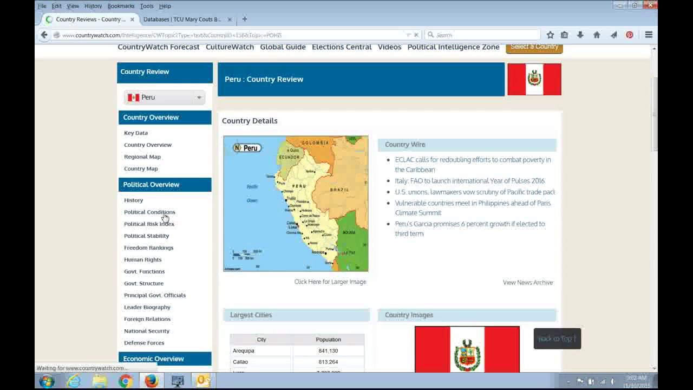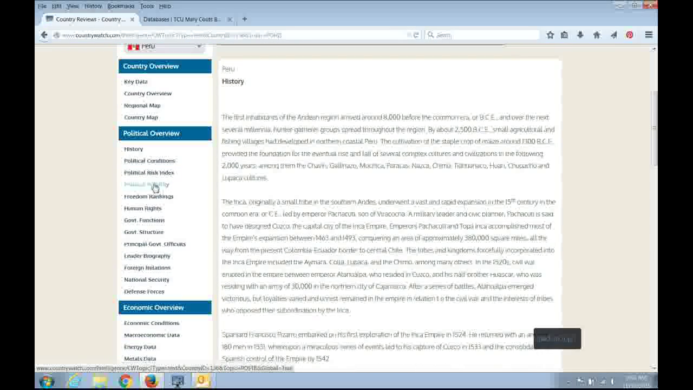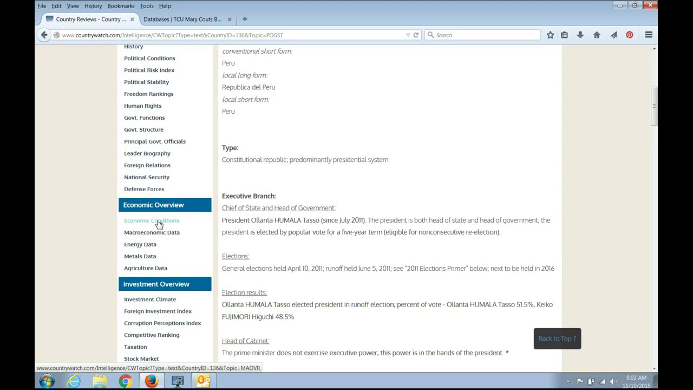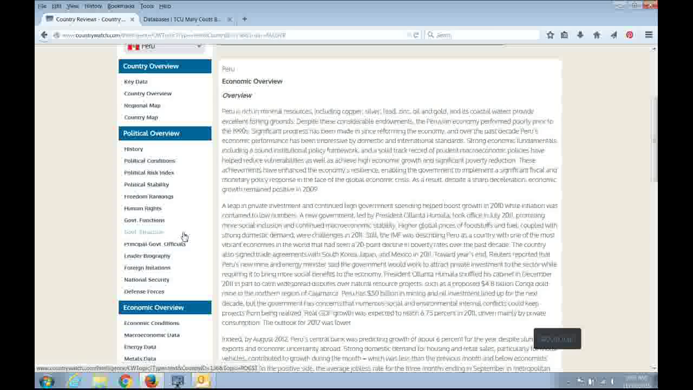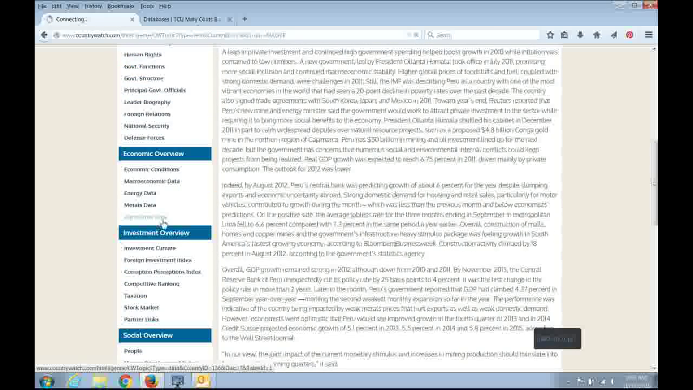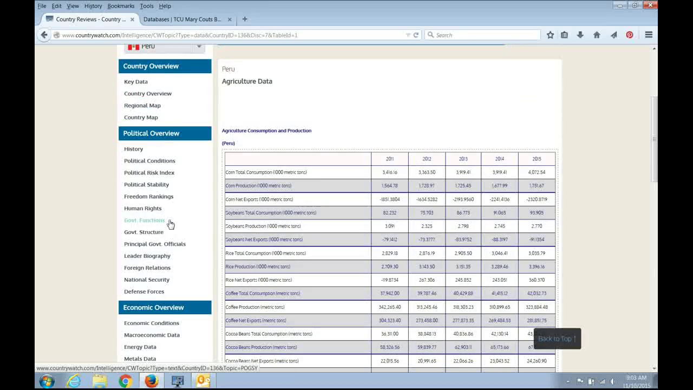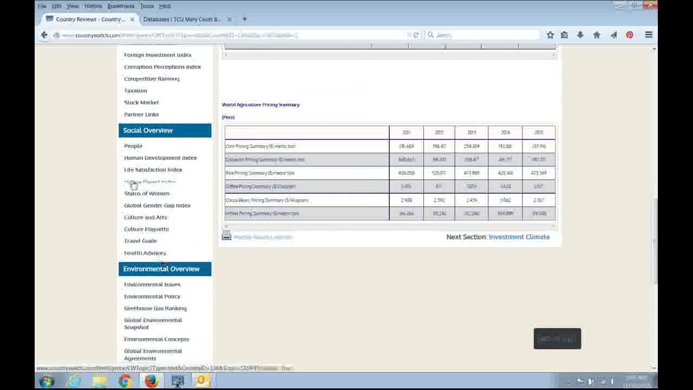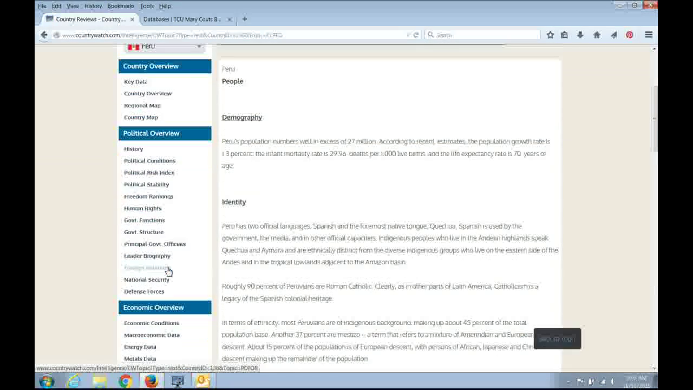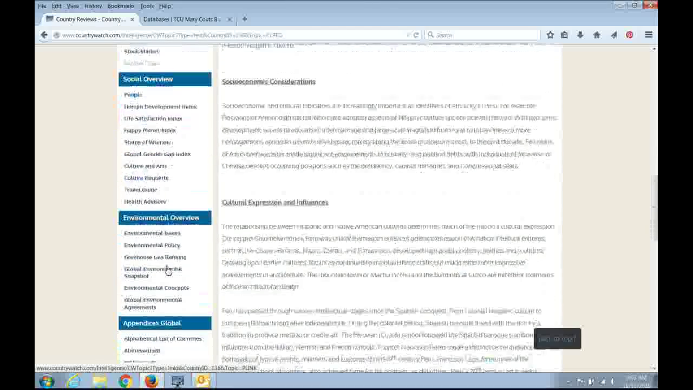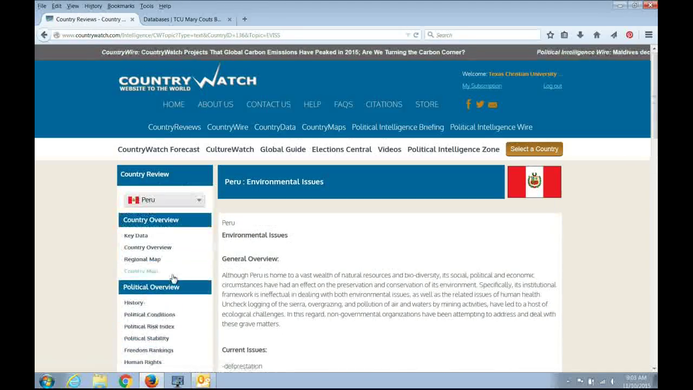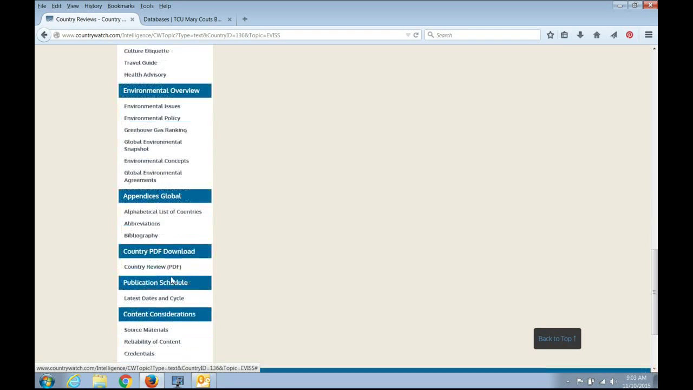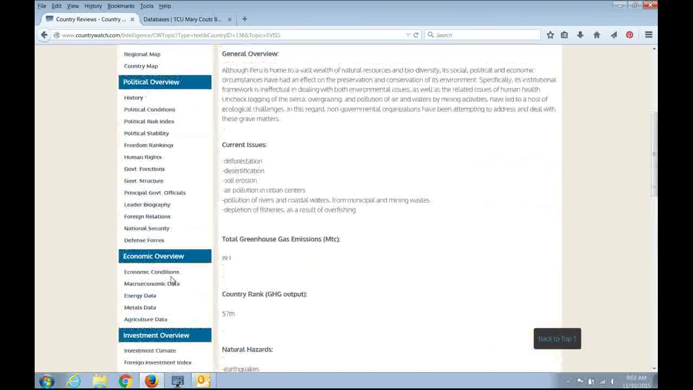And then you get this nicely packaged piece of information, and so you can look at their political history, you can look at their political stability, their government structure, all kinds of information about the politics. They've got information on the economic conditions of that country. You can look at the agricultural data for that country, what they're importing, what they're exporting. You can look at investment information, at social information, who are the people, what's the demographics of that country, environmental issues for that country, lots of information that would pertain to this assignment. So please do use Country Watch as one of your initial starting places.